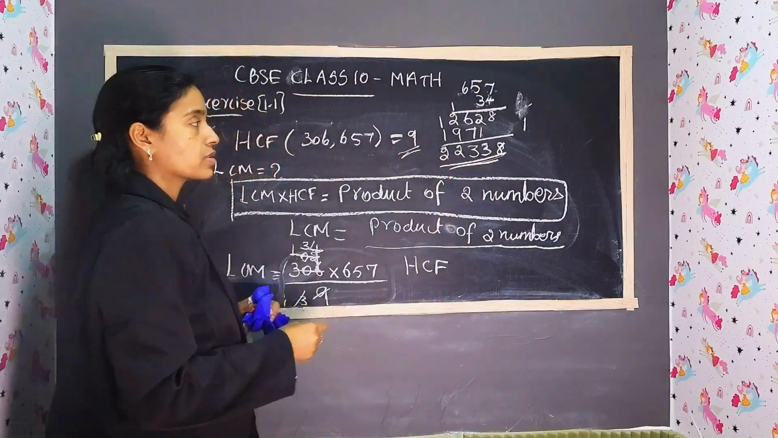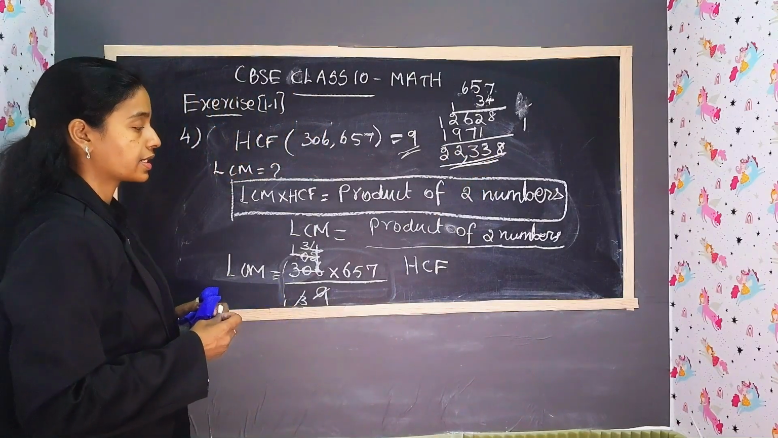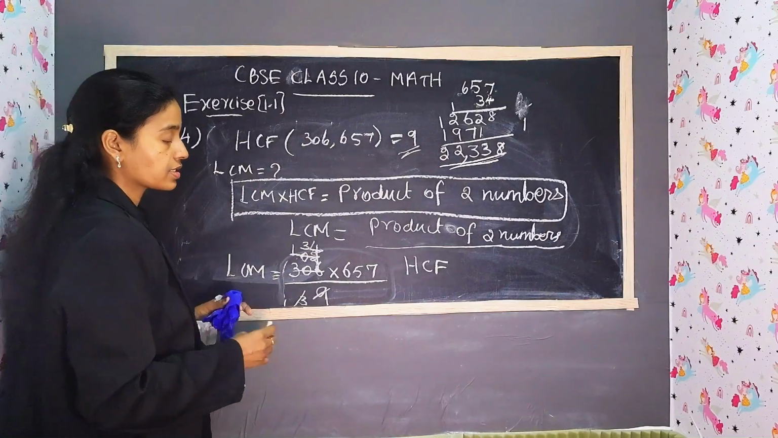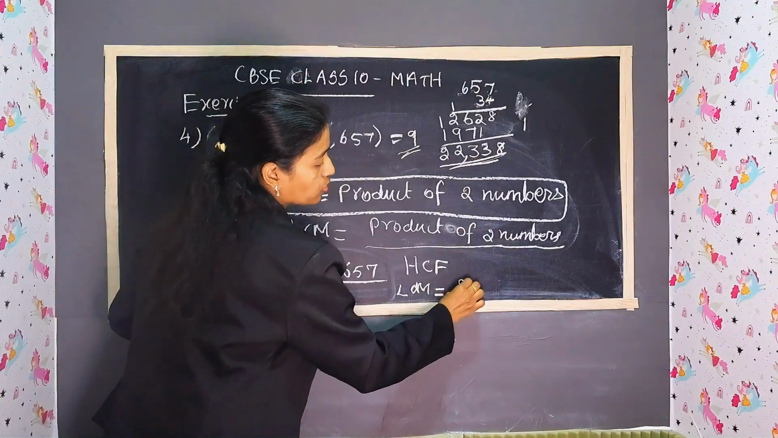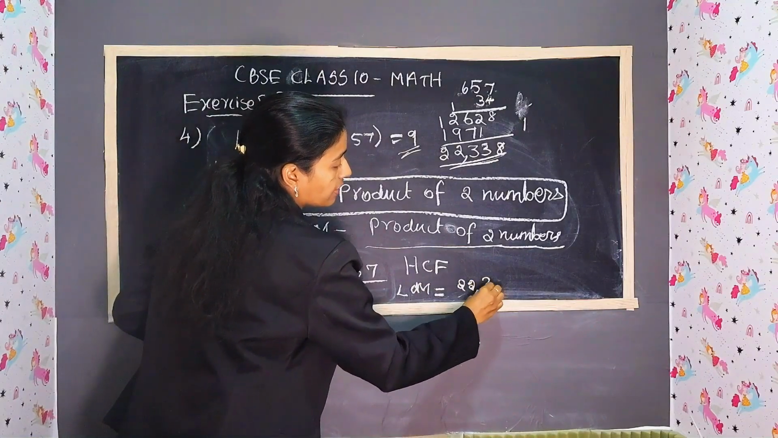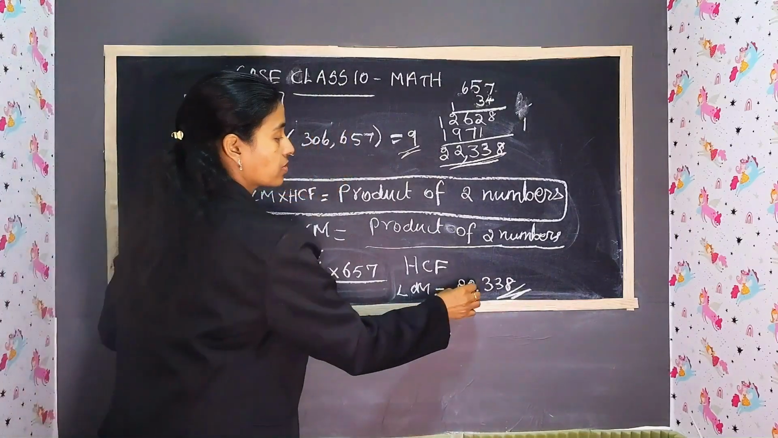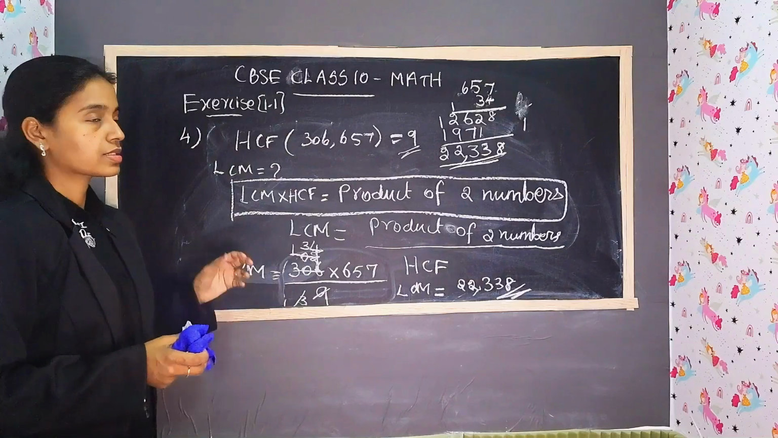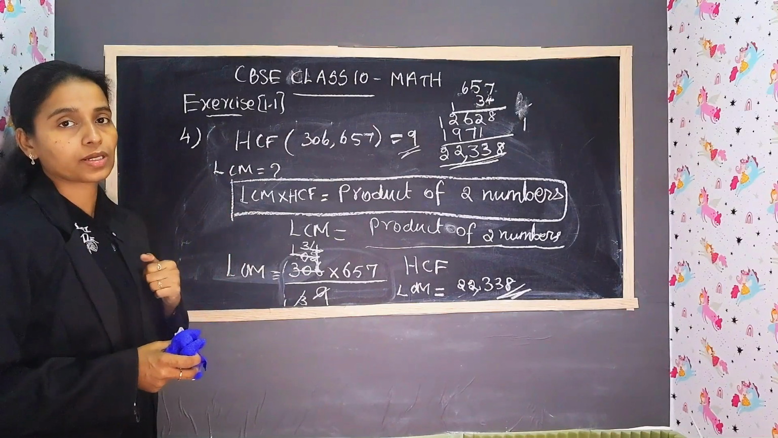Answer is how much? 22,338. This is the LCM value. Answer is LCM equal 22,338. This is the answer. This is the answer of the fourth problem in exercise 1.1.